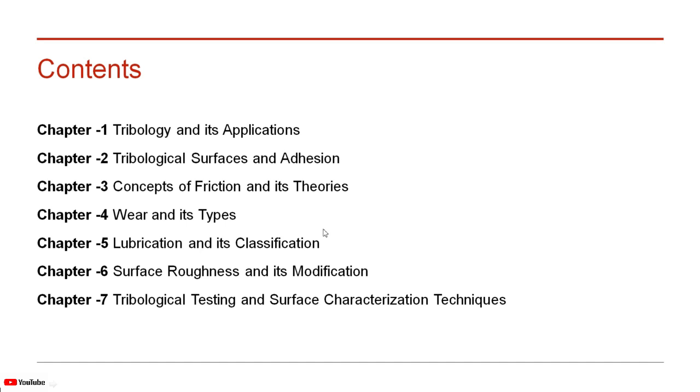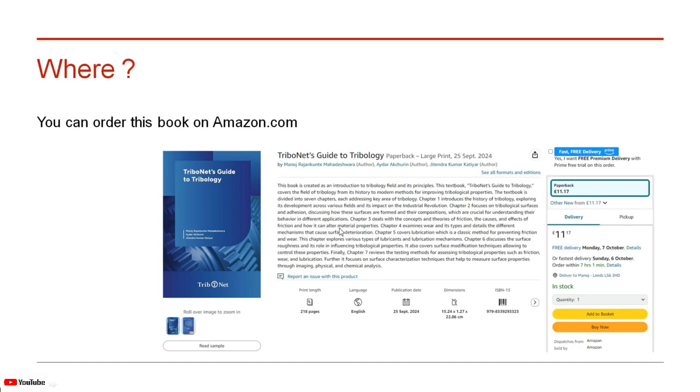And finally, where to find the textbook. This textbook is available on Amazon.com, and you can just type the title TriboNet's Guide to Tribology and you will be able to find the link to buy this book. This is a book which we developed mainly to be free of cost. However, there is a certain amount which you have to pay on Amazon. The reason is the printing cost.